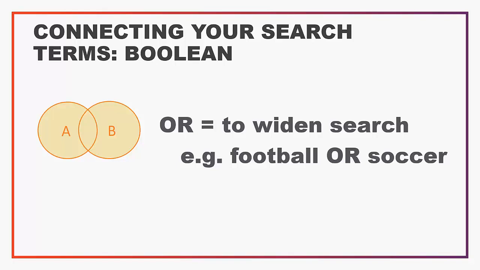This is used to widen your search, and it enables you to search for synonyms within the same search. So following the example from earlier, searching for football or soccer would tell the database you want results that include either or both of these terms. Remember, this can overbroaden your search in some cases, though.